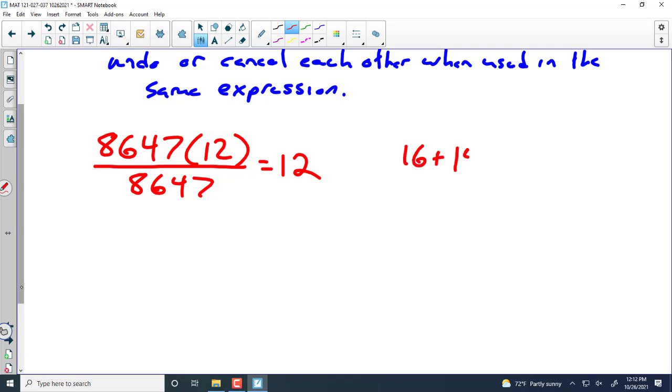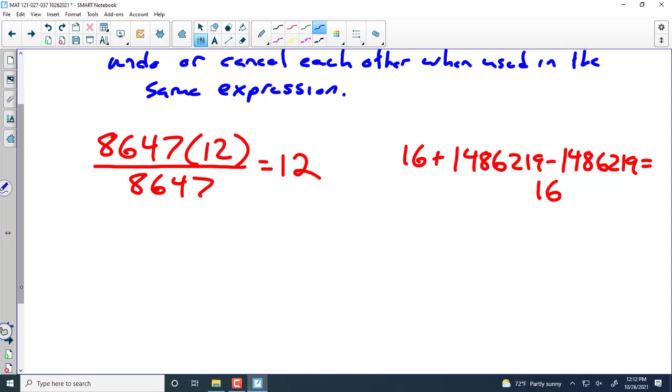16 plus 1,486,219 minus 1,486,219 equals what? 16. Because they cancel each other out, because adding and subtracting with the same number, or multiplying and dividing with the same number, are inverses of each other.